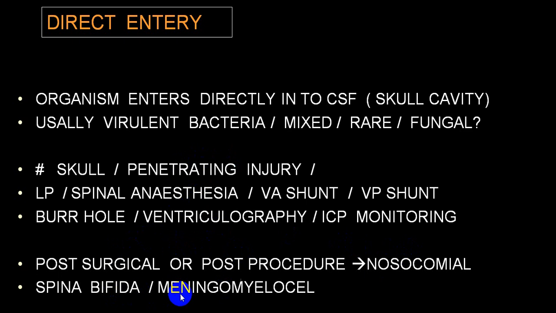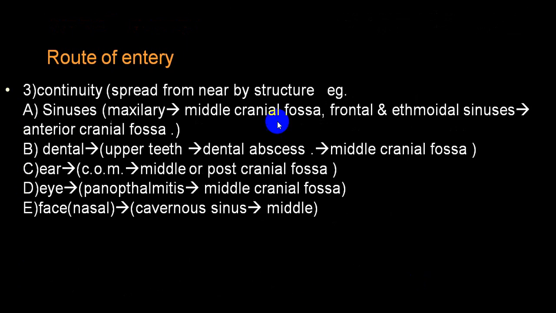In case of spina bifida and meningomyelocele also, you can have an entry of organisms into the CSF. Continuity wise, from sinuses, from dental abscess, from ear: in sinuses, maxillary sinus will directly gain an entry into the middle cranial fossa. Frontal sinusitis and ethmoidal sinusitis will gain an entry into the anterior cranial fossa. Dental abscess, particularly maxillary dentition, will gain an entry directly into the middle cranial fossa.